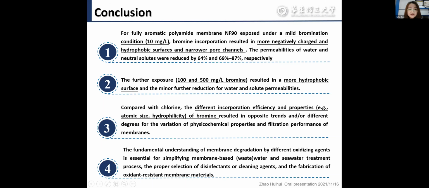And finally, the fundamental understanding of membrane degradation by different oxidizing agents is essential for simplifying membrane-based wastewater and seawater treatment processes, the proper selection of disinfectants or cleaning agents, and the fabrication of oxidant-resistant membrane materials.